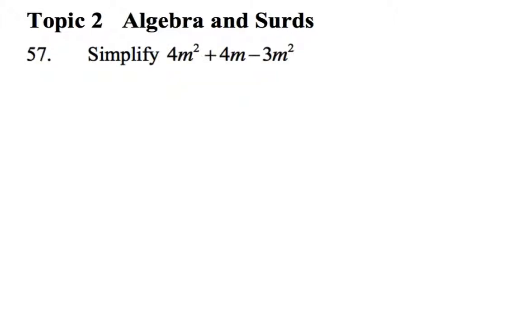This one, they're all m's, but two of them have got squares on them and one of them hasn't. So for the definition of like terms, you've got to have the same letter and power. So we're allowed to join the first ones and the second ones. We better put a box around them, as I suggested in the previous example. So that plus belongs to the 4m and the minus belongs to the 3m squared.